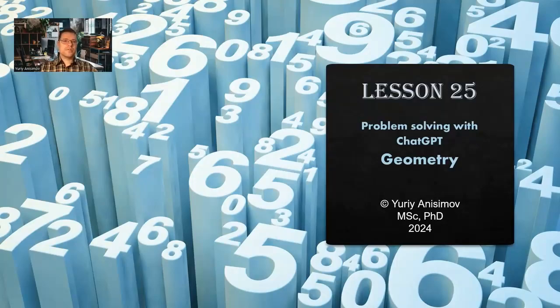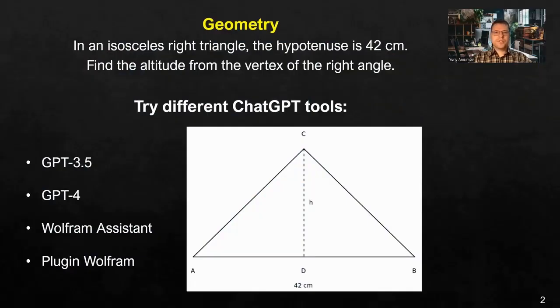Okay, so now we are solving a geometry problem. The problem reads: in an isosceles right triangle, the hypotenuse is 42 centimeters. Find the altitude from the vertex of the right angle.